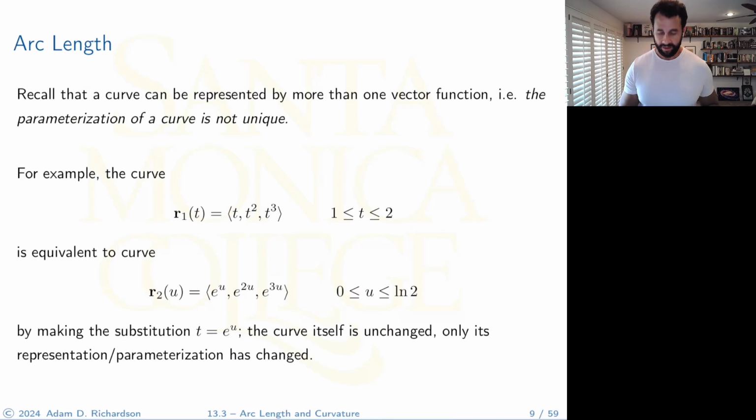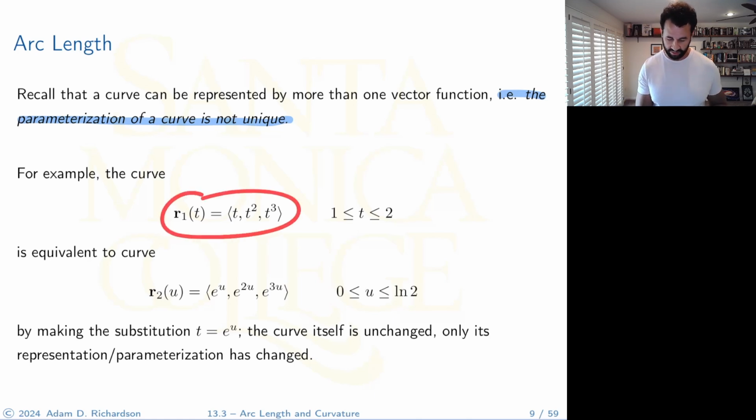All right. So one thing to keep in mind is this. A curve can be represented by more than one vector function. So this is an important thing to remember. We talked a little bit about it when we were talking about lines earlier, but what this means is this. The parameterization of a curve is not unique. So in other words, how you describe the curve is not a unique description. You can describe it in lots of different ways using different parameters.